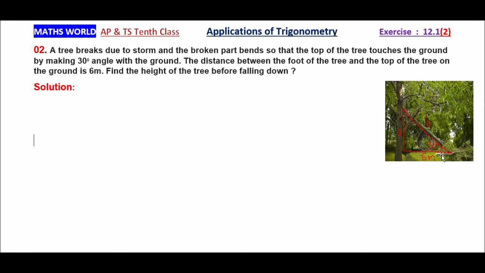The distance between the foot of the tree, this is the foot of the tree, and the top of the tree, this is the top of the tree, on the ground is 6 meters. Find the height of the tree before falling down. Actually, the height of the tree before falling down is this portion plus this portion. A plus B is equal to the height of the tree before falling down.